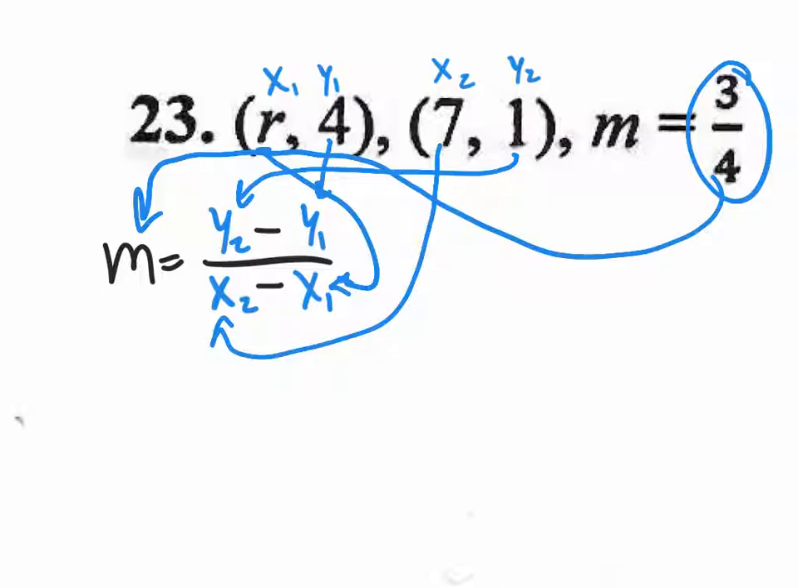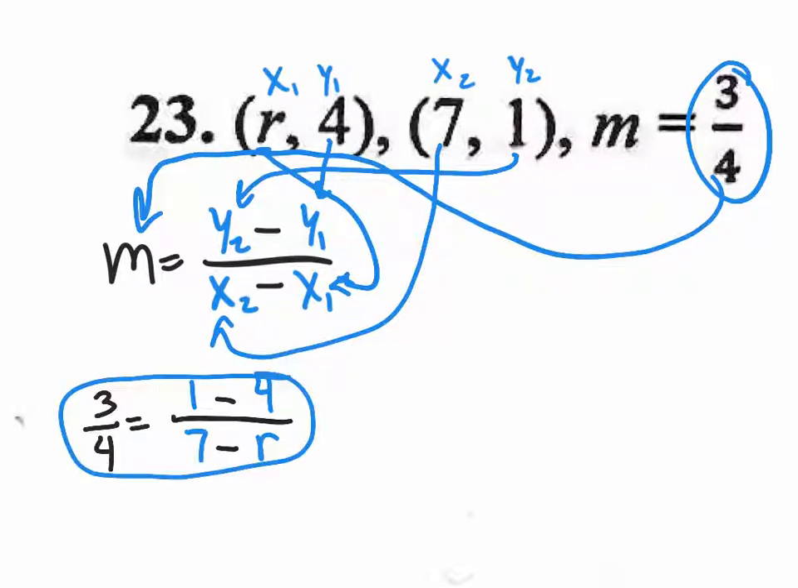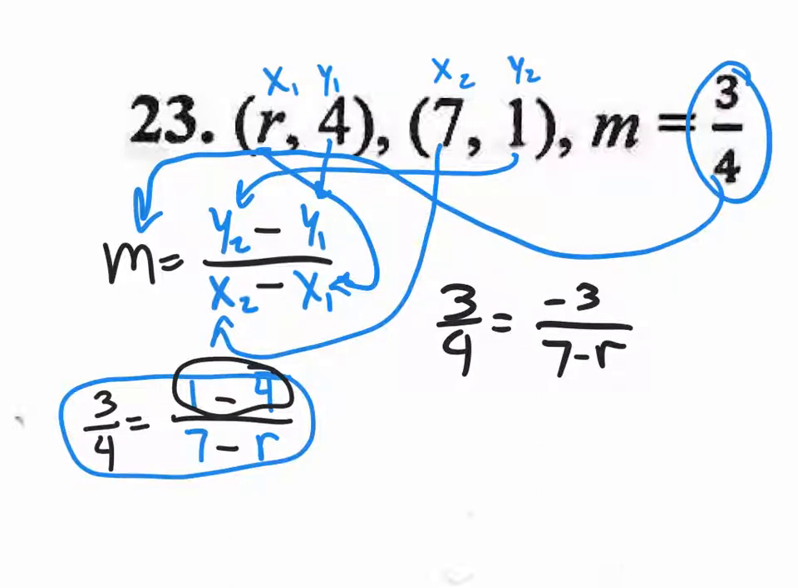And instead of m, we're going to have 3/4 equals y2 minus y1 over x2 minus x1. What's y2? 1. y1 is 4. x2? 7. x1? r. So I have this equation I need to work with. Now, I could do 1 minus 4 up on top. 1 minus 4 is what? Negative 3. So let me rewrite this whole thing. 3/4 equals negative 3 over 7 minus r.